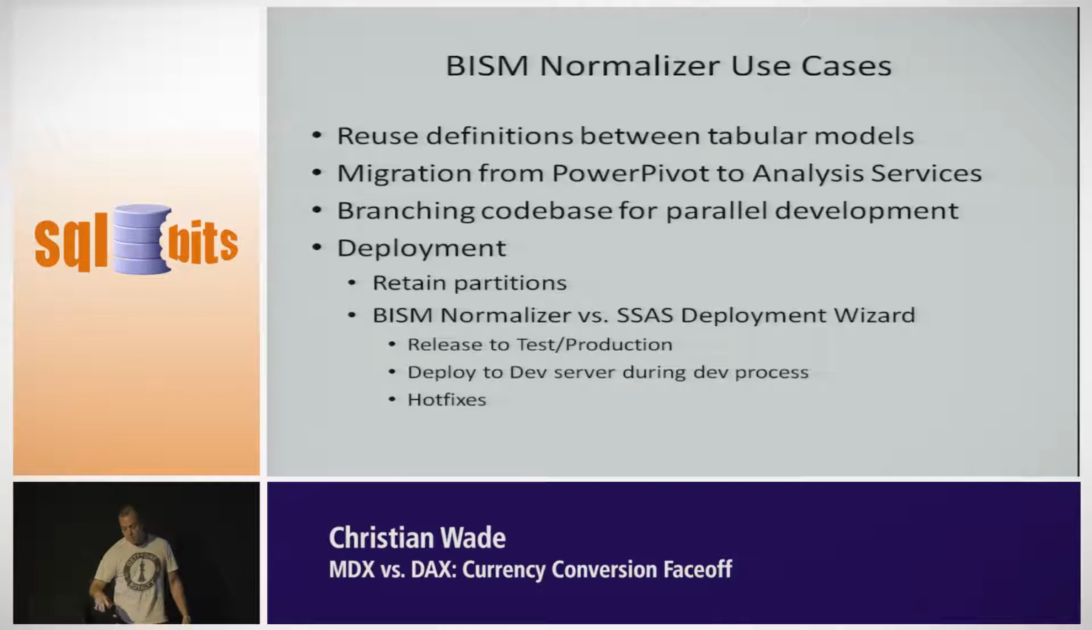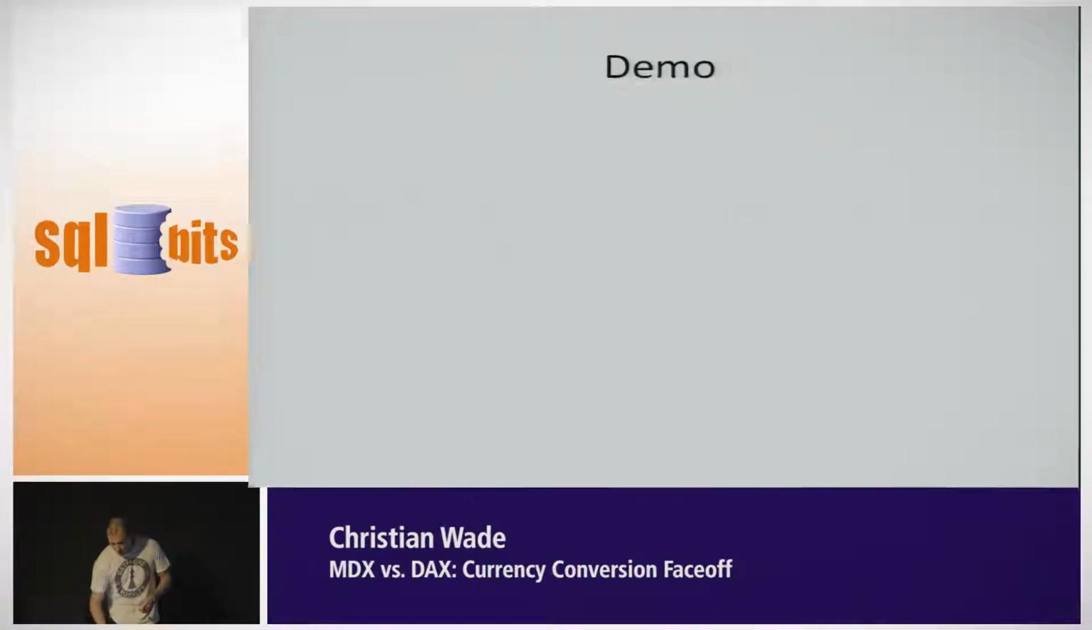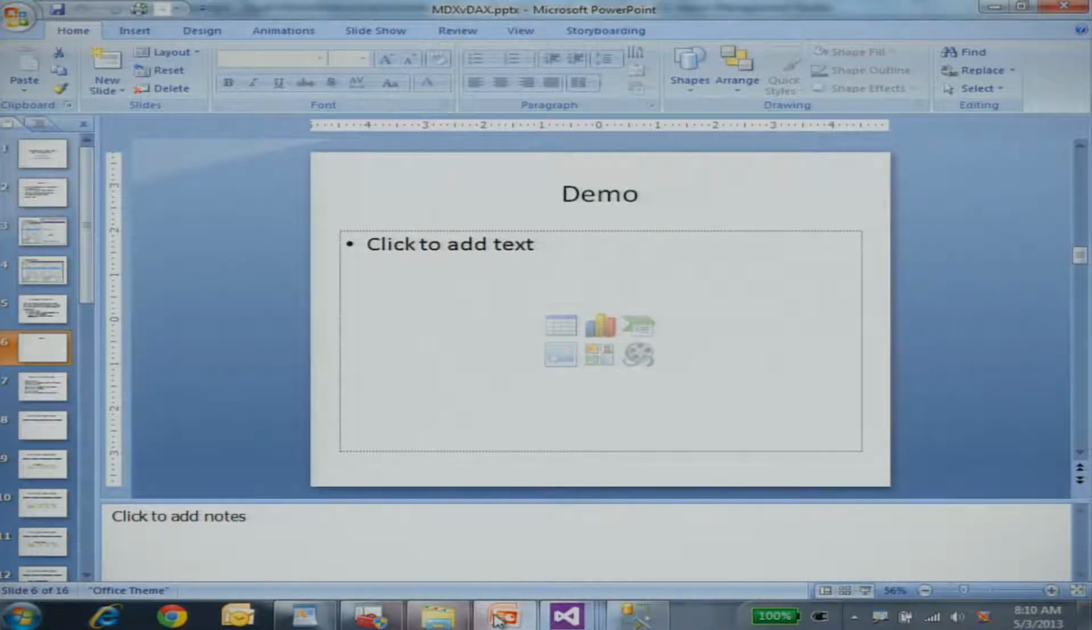I think probably in 5-10 years' time, the deployment story for Analysis Services will probably look more like the deployment story for relational databases with DAC packs and schema compare and things like that. In the meantime, you can use BISM Normalizer to fill those gaps. All right, I'll give you a quick demo of it.